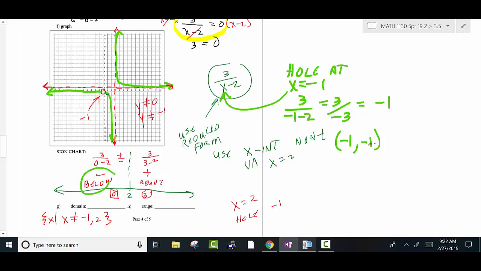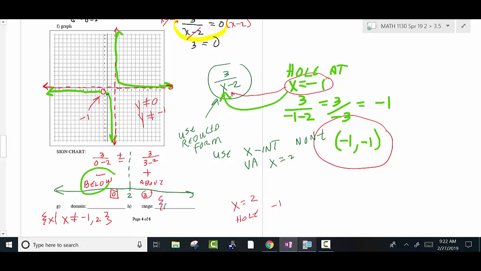Now remember, this is the part right here sometimes students get confused on. We found the hole at -1. We plugged it into the reduced form to find that y value. So since there's a hole there, y will never be -1 either. So you've got to pay attention to that really closely.